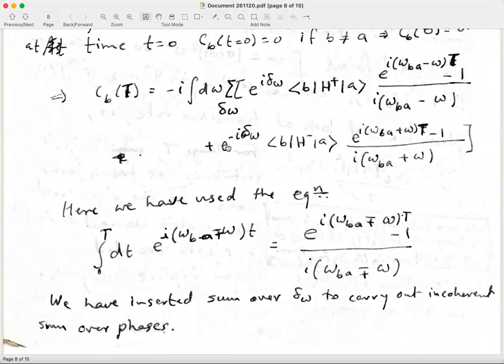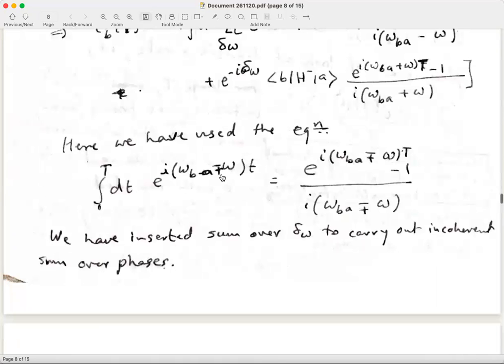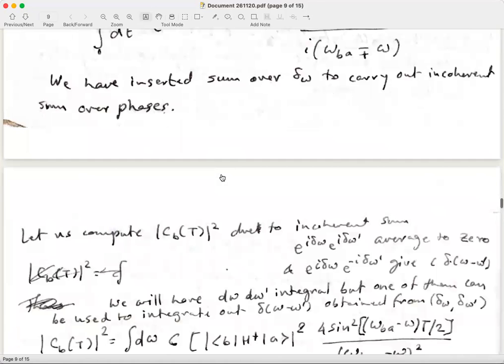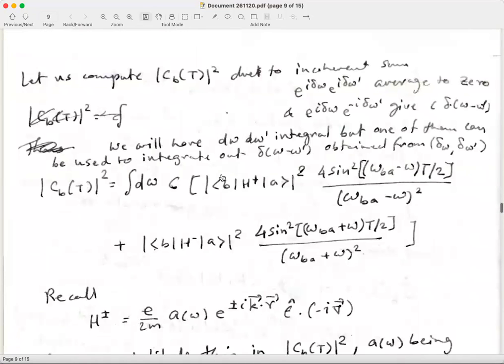But if you take cross terms, you wouldn't have any contributions between them. Okay, because the complex conjugate of this would have e to the minus i delta omega multiplying with this function, which will also have e to the minus i delta omega, and vice versa. So that is why the incoherent sum would have a mod square of this and a mod square of that. Okay, and no cross terms.